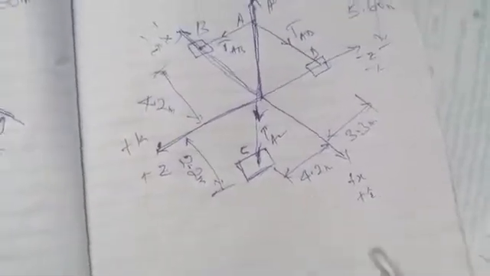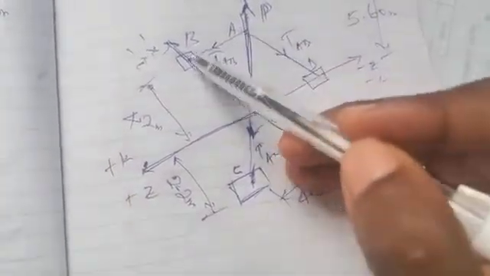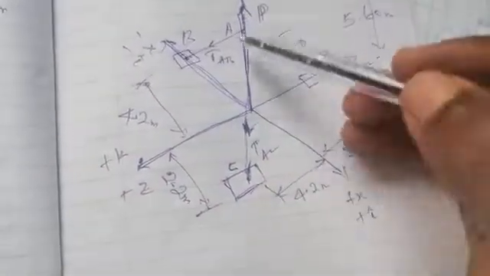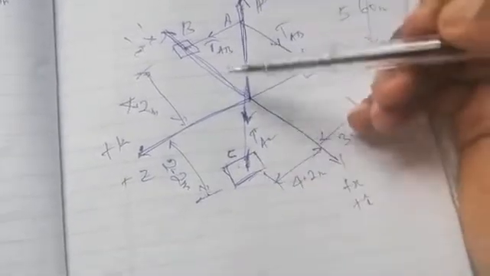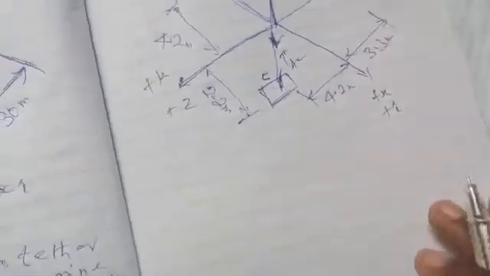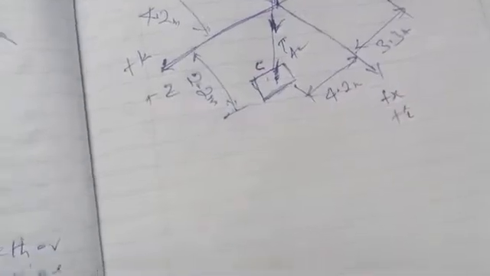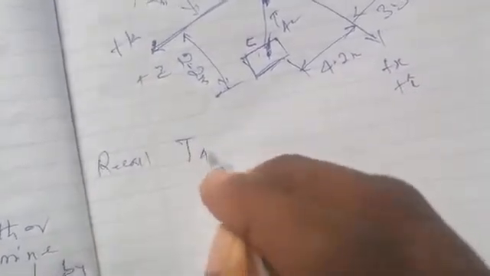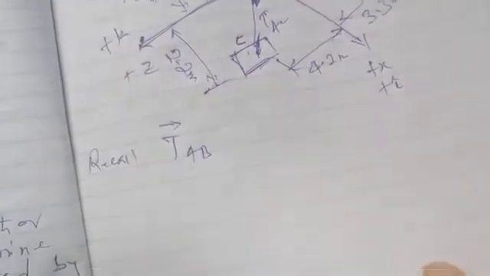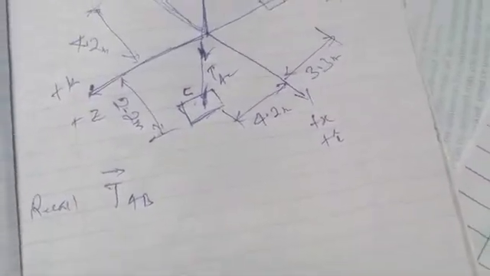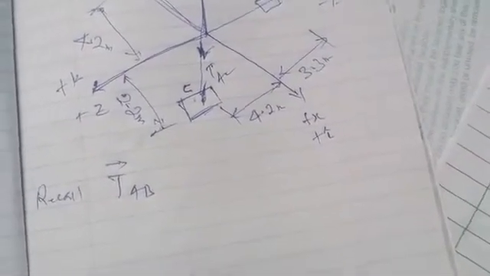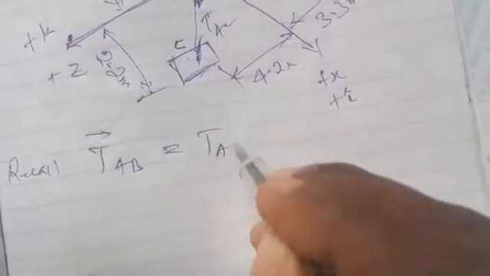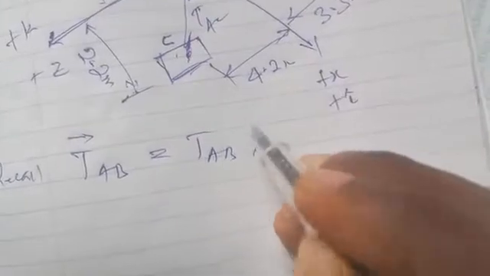So we now relate. There's a tension in cable AB, a tension in cable AD, and a tension in cable AC. We'll start with the individual tensions. Recall from when we started the analysis of 3-dimensional problems, the tension in cable AB is simply the magnitude of tension in AB times the unit vector in AB.